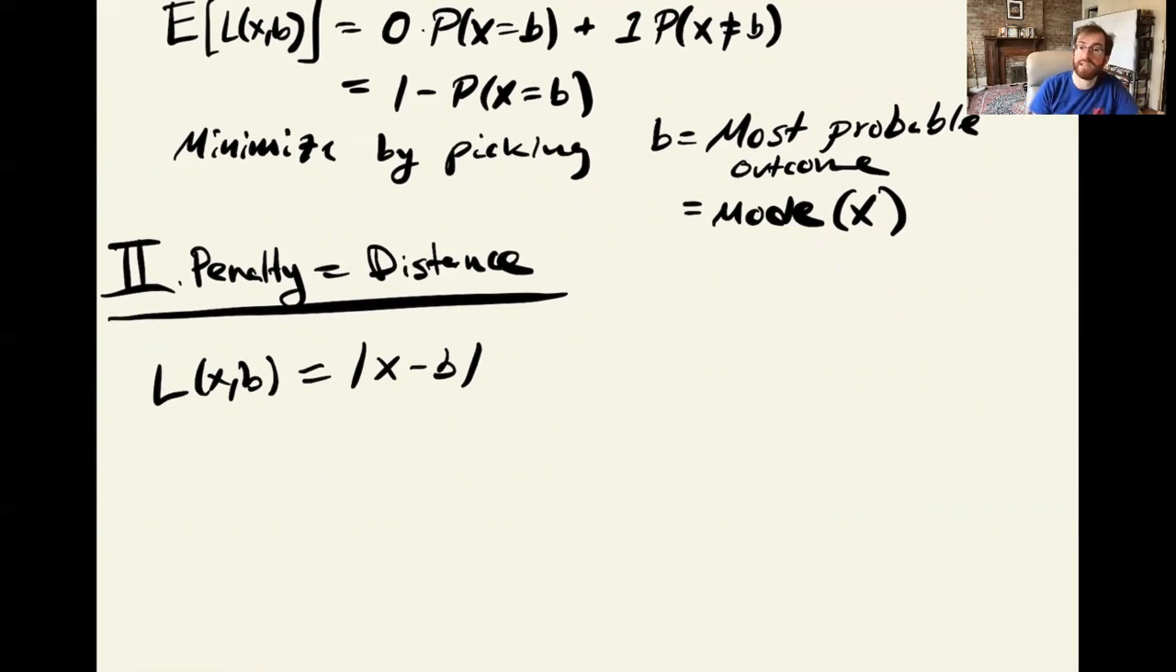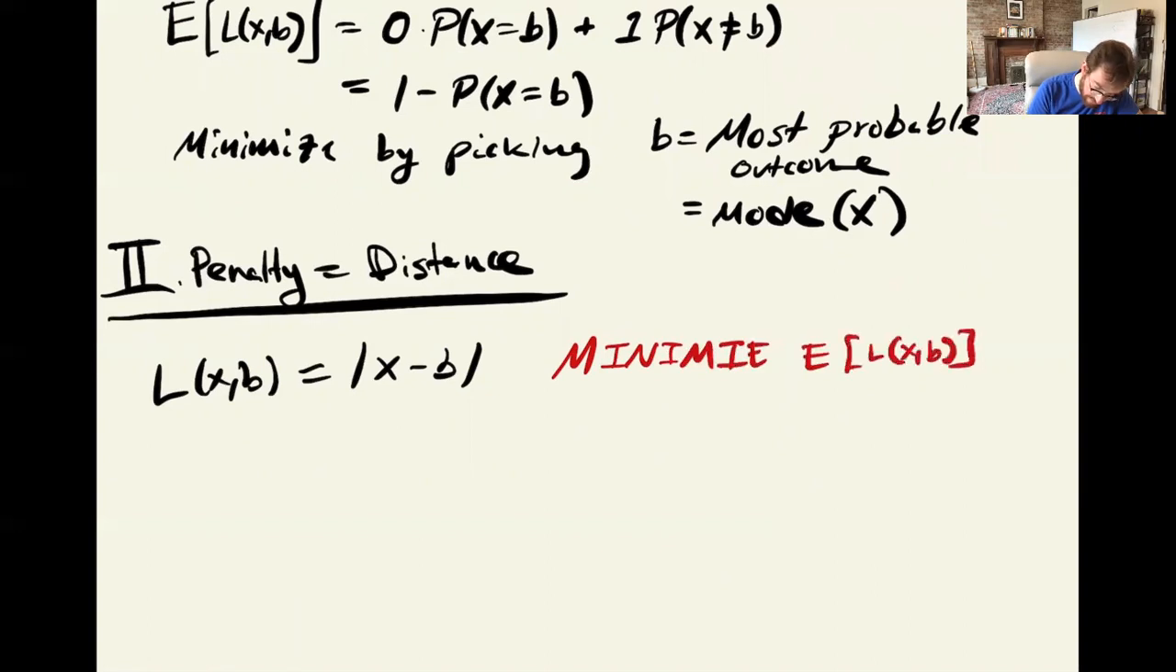Now, how do we minimize this? Well, we're going to have to go back to essentially using calculus. So we're going to minimize the expected loss by taking the derivative with respect to b and set to 0.